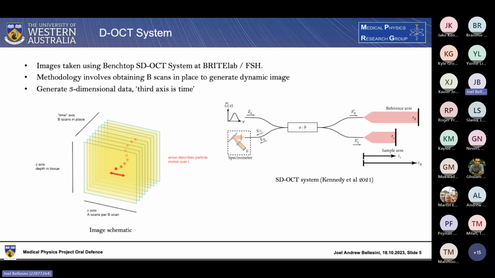For the dynamic OCT, what we're doing is taking multiple B scans in place. In this schematic on the left, it's been depicted as a time axis. This is like a y-axis, if you will, where we're taking multiple B scans in place over time. For example, here there's a particle, and we can see how motion can be extracted over analysis of, I guess, the Fourier information from each B scan over time.